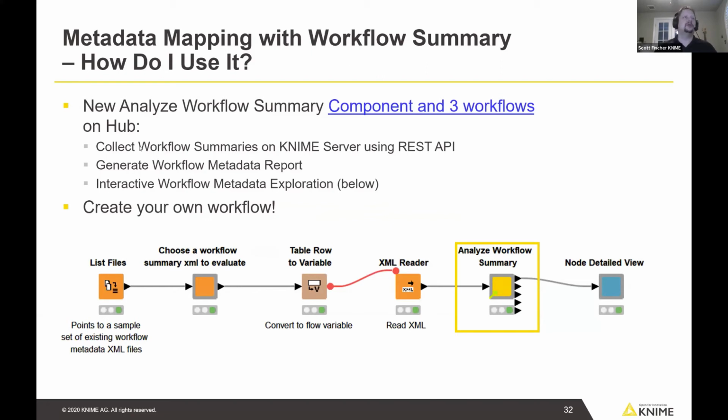So one of these workflows is going to collect summaries on your KNIME server. It's going to basically use the REST API to say, what workflows am I running? What's going on with each of those workflows? Generate a report for me for each of them. Another thing you could do is generate a static report.